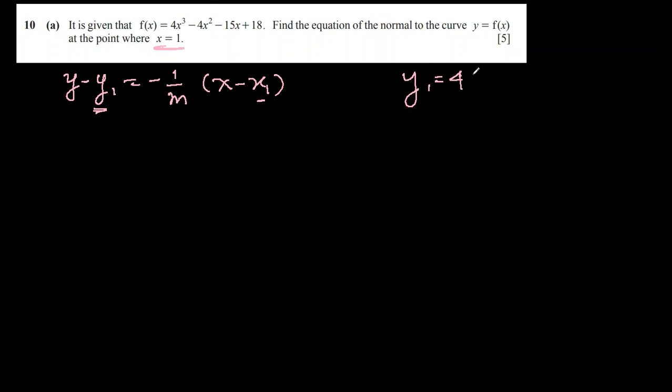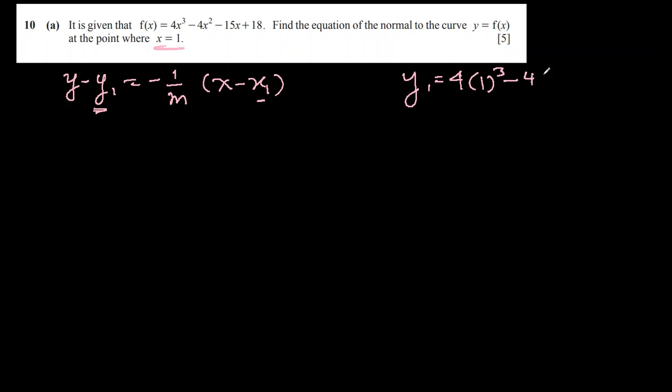Alright, next one. It is given that f(x) is this polynomial function. Find the equation of the normal to this at x equal to 1. Very straightforward question. So we can first write what is the equation of a normal. y minus y1 equal to minus 1 over m times x minus x1, where x1 and y1 are the points on the curve where we want this normal. So we already know x1 is 1, so we have to find y1. Substitute this x equal to 1 into the polynomial and we'll get its y counterpart.